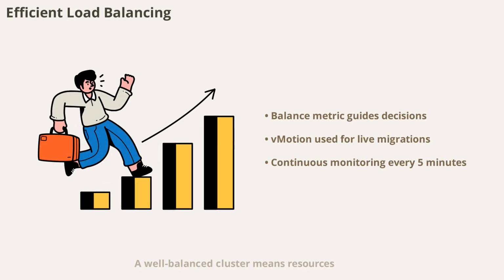A well-balanced cluster means resources are evenly utilized across all hosts. DRS uses a balance metric, calculated from the standard deviation of resource utilization, to make load balancing decisions. Every 5 minutes, DRS checks for imbalances and if needed uses vMotion to migrate VMs between hosts. This keeps workloads distributed and prevents any single host from becoming a bottleneck. By continuously monitoring and adjusting, DRS ensures your environment remains responsive and efficient, even as workloads shift throughout the day.